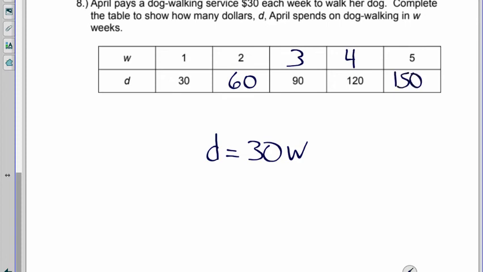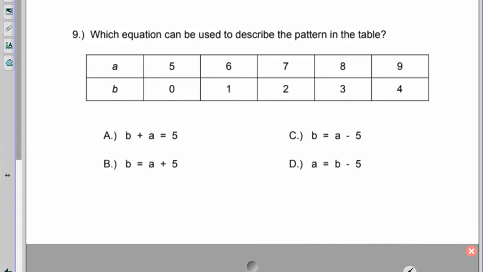Okay, we want to write an equation to show the pattern on the table. To get from A to B, it looks like I'm subtracting 5. Works there. 7 minus 2 is 5. 8 minus 3 is 5. So I'm going to take A, I'm going to subtract 5, and that gives me B. And as I look at my solutions, let's see, B equals A minus 5.